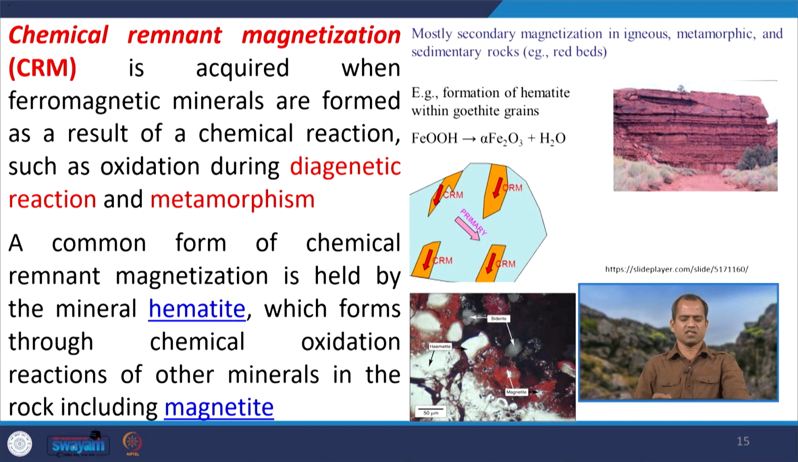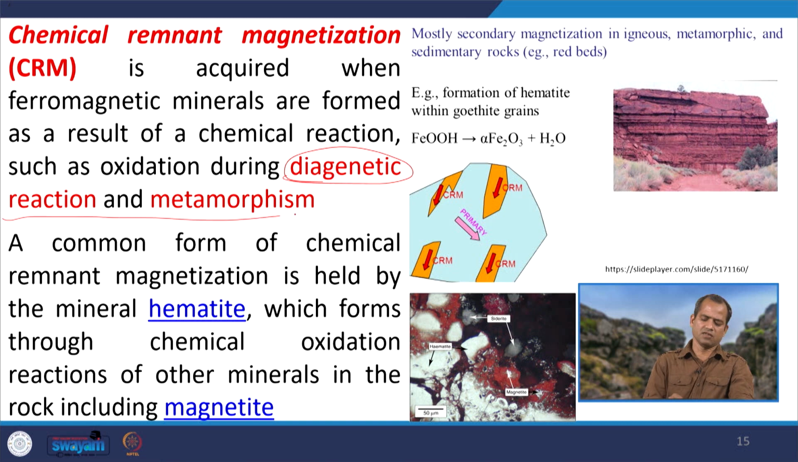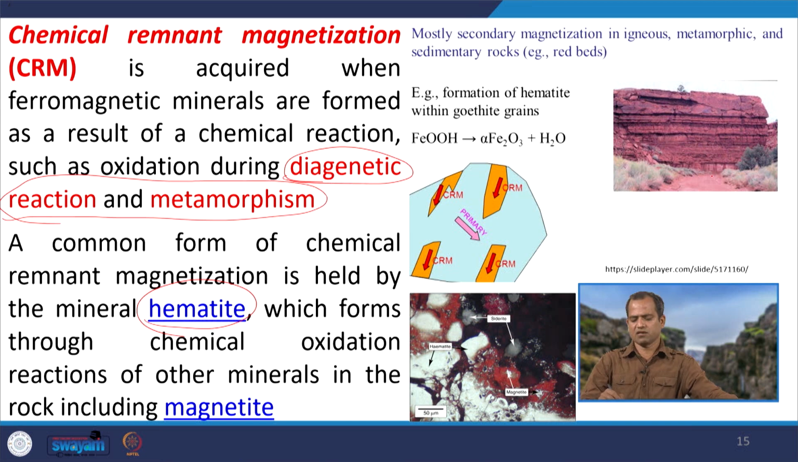Then chemical remnant magnetization, that we have already discussed. This is the magnetization which remains in the diagenetic reaction mineral product, particularly the hematite produced due to diagenetic reaction. If you see here, we have different sandstones, including red sandstones, and this red sandstone is the oxidized product, which is magnetite or hematite forming here. These minute magnetite and hematite minerals orient according to the earth's magnetic field.